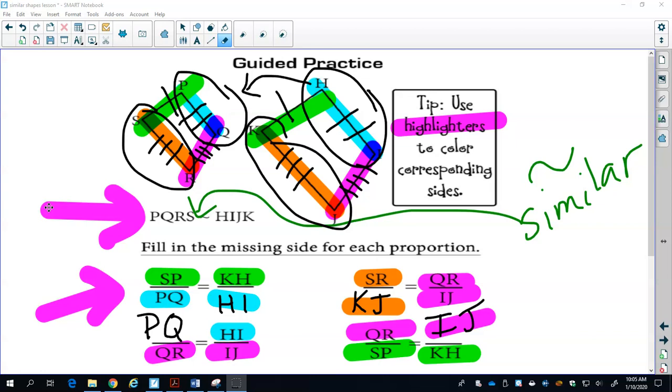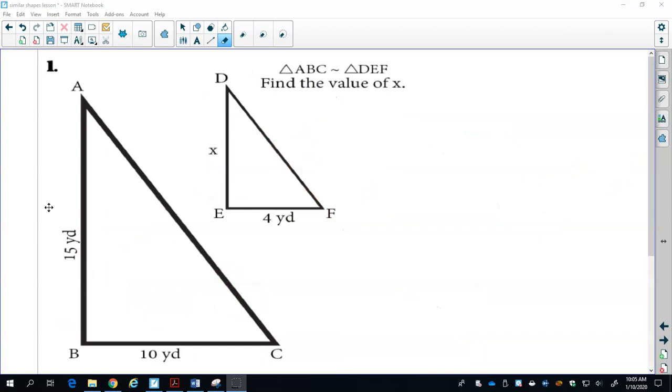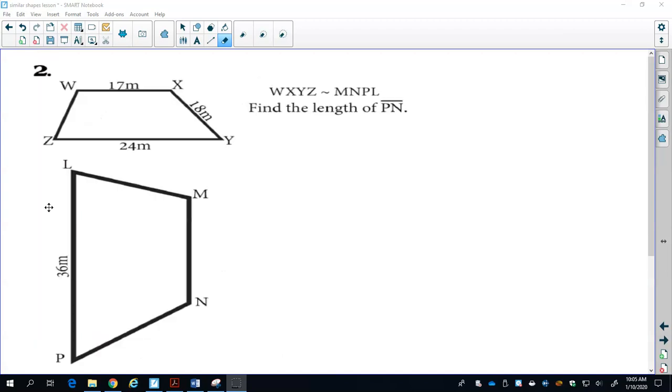Usually what you're going to be doing is finding one corresponding side that goes with one. You're not going to have to figure out all four at once. But right now, just to practice, I want us to get in the habit of using our symbols or using our highlighters to figure it out. All right, the next two examples are going to be what we do next week. Next week, we're going to take what we learned about corresponding sides, and we're going to use that to figure out missing side lengths. So this is what we'll be doing next week.